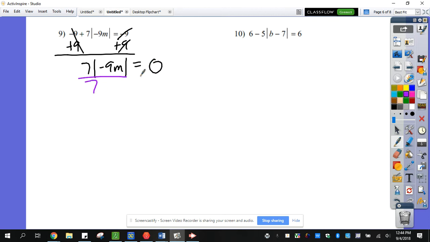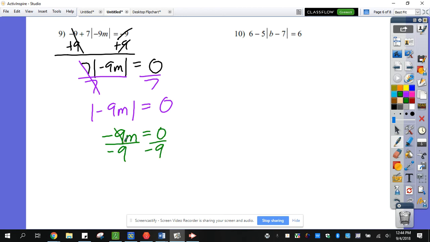Divide this by 7, divide by 7. Eliminate this. Absolute value of negative 9m is equal to 0. 0 is not positive, 0 is not negative. So just leave it. Negative 9m is equal to 0. Divide by negative 9. Cancel this one. M is equal to, what's 0 over negative 9? Boom. There's only one answer. If this turns out to be 0, there's only one answer.